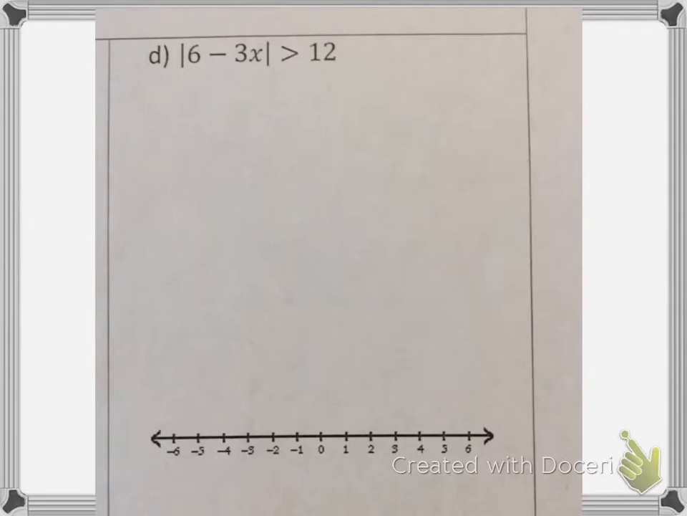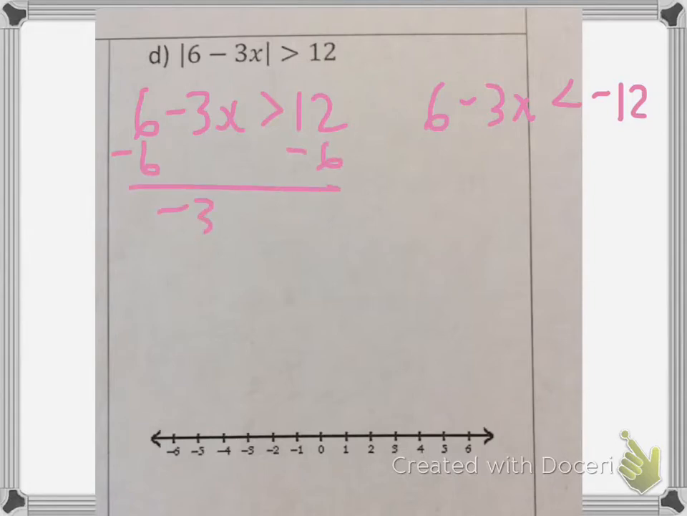All right, next one. Again, separate it into two separate ones, and then let's solve it. So we'll have 6 minus 3x is greater than 12, and 6 minus 3x is less than negative 12. And we're just going to solve it. Minus the 6 over. So a negative 3x is greater than 6. Divide by negative 3. Now, alarm going off in our head tells us when we divide by a negative, we have to flip the inequality sign. So make sure you flip the inequality sign there.